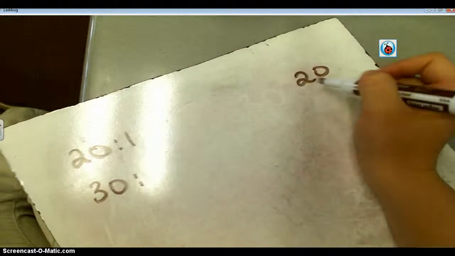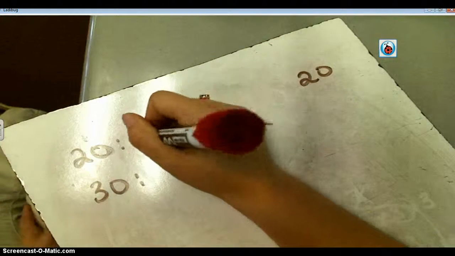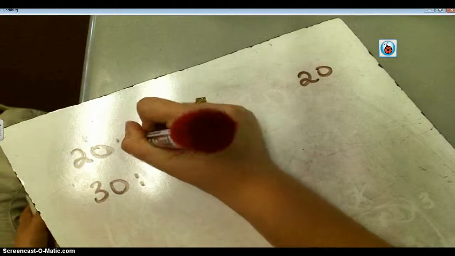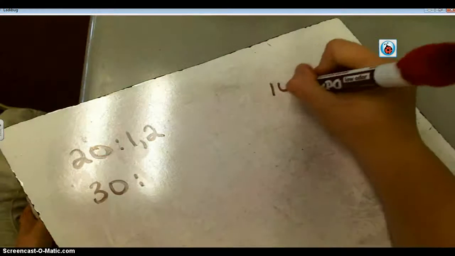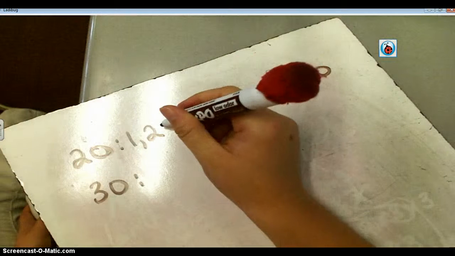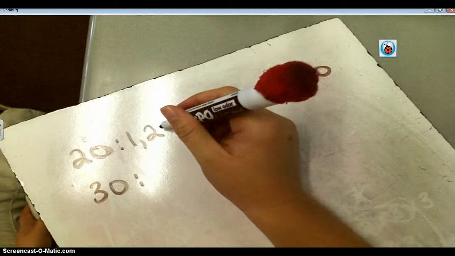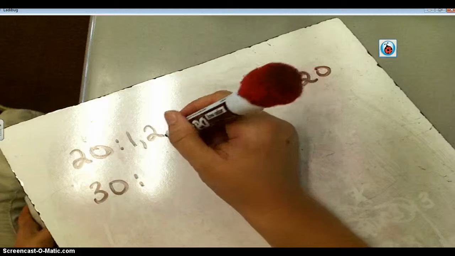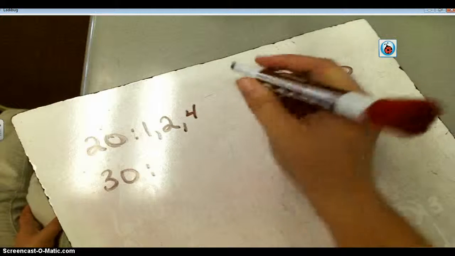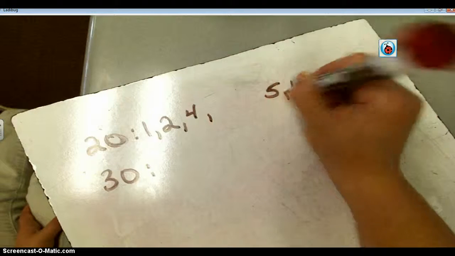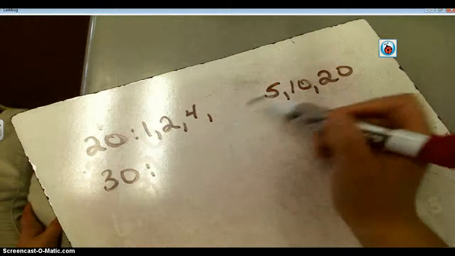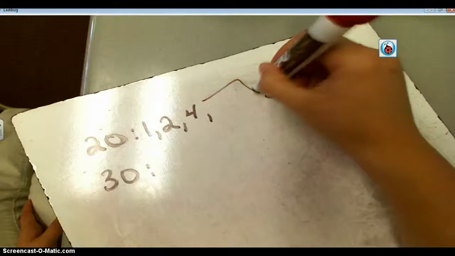So you have 1 times 20. Let's move on to 2. Does 2 go into 20? Times what? 10 times. Then we move on to 3. Can 3 go into 20? No. Can 4 go into 20? Yes. How many times? 5. Am I done? Yes. Okay. So I have 4 and 5.